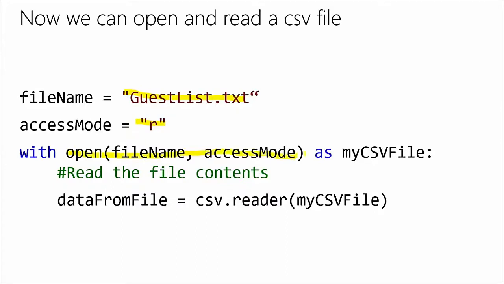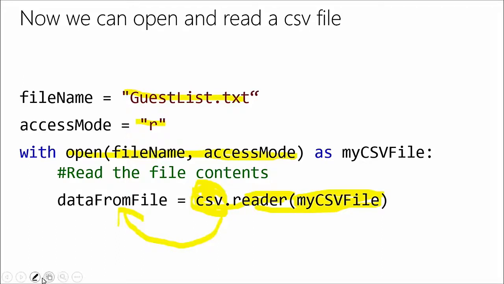That's nothing new there, right? I could talk about the new code in a second. We specify our file name and our access mode, and we open our file with the access mode read. Then we're using the CSV function, reader, to read that file and take the contents, which is going to return a list that ends up in a variable called data from file.